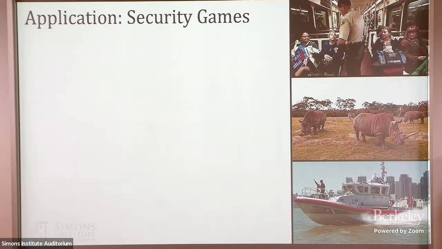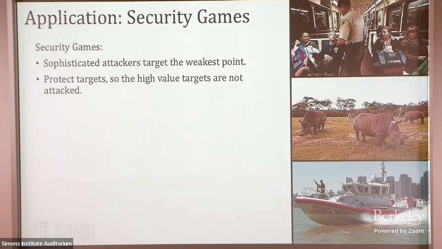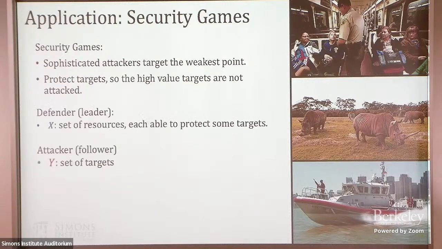So this is the first one I was talking about, the notion of physical security. The idea is that in security games, sophisticated attackers target the weakest point of a system. And so what you want to do is protect targets so that the targets that are higher value to you are not being attacked. Of course, the value you assign to a target is different than the value that an adversary might assign, and that's why this is not necessarily a zero-sum game.